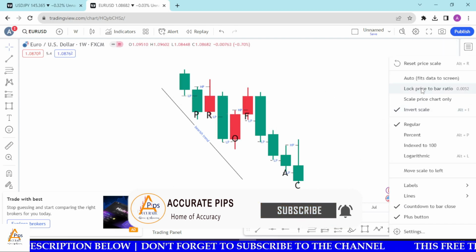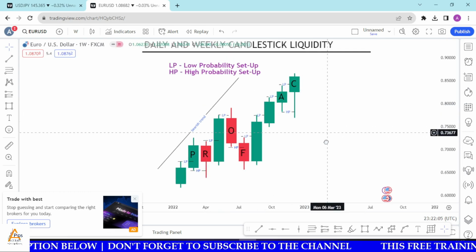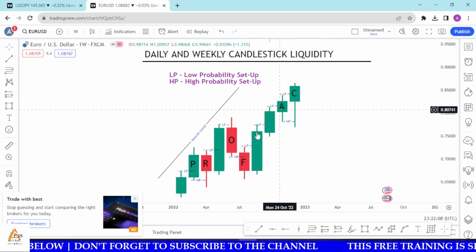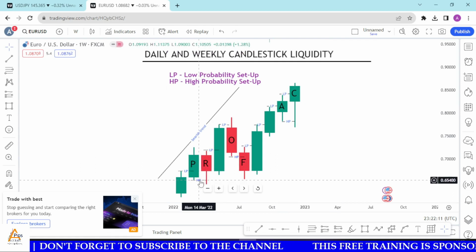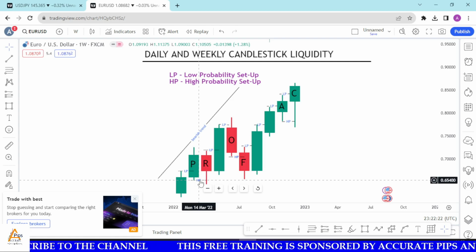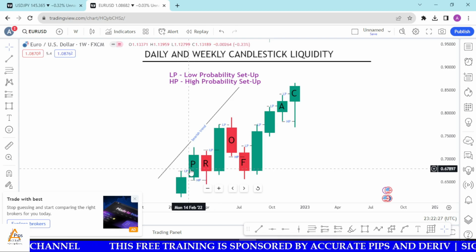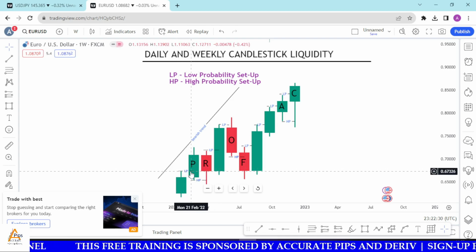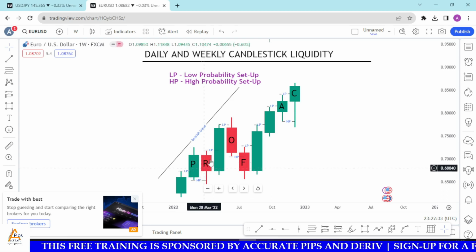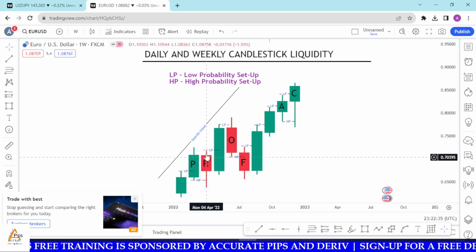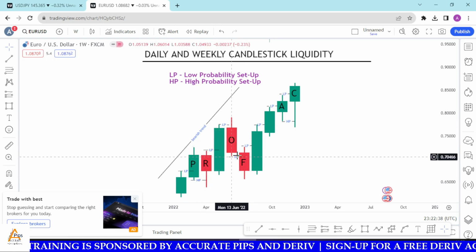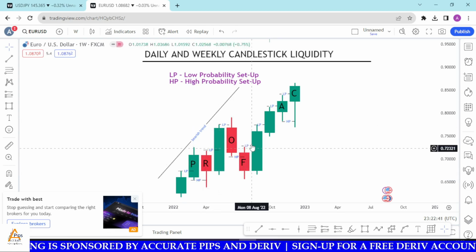The same thing applies to the bullish trend. When we take the low, then we have a high probability setup. Why? Because that is when the market is aligned in a bullish trend, so we are going to take a buy. That is a high probability trade. But when we take the high in a bullish trend, then we have a low probability setup. All right, so all over here, these are high probability setups and low probability setups.